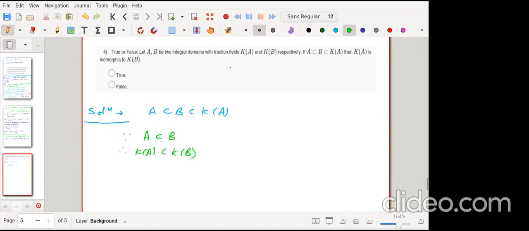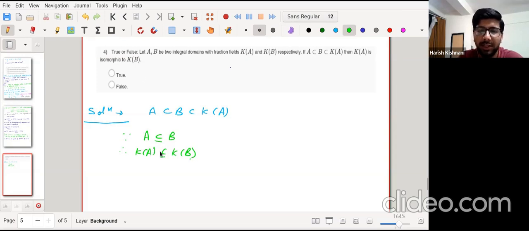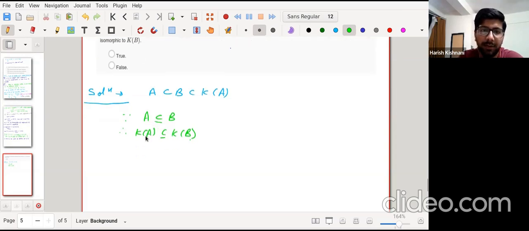Smallest field. Okay. Now you don't need to use the smallest part. It's just some kind of rationalization of this integral domain, and it's a rationalization of this integral domain. So by the definition of K_A and K_B itself, it will come. K_B just contains the rationals from B, and K_A contains the rationals from A. So if A is contained in B, then K_A has to be contained in K_B, right? What about the reverse?